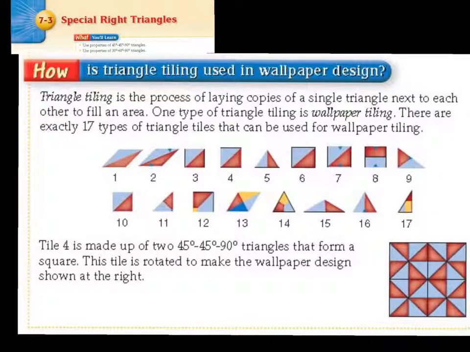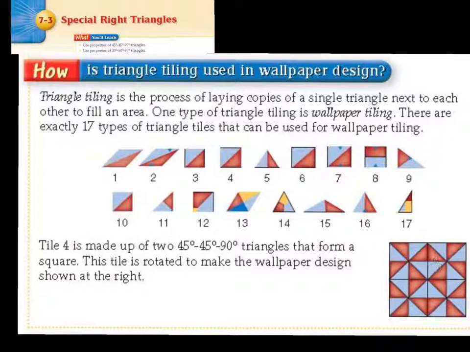Triangle tiling is the process of laying copies of a single triangle next to each other to fill in an area. One type of triangle tiling is wallpaper tiling. There are exactly 17 types of triangle tiles that can be used for wallpaper tiling. Tile 4 is made up of two 45, 45, 90 triangles that form a square. This tile is rotated to make the wallpaper design shown at the right.